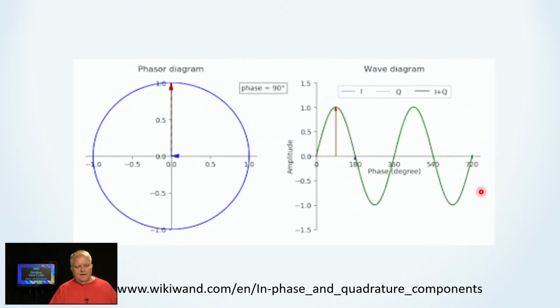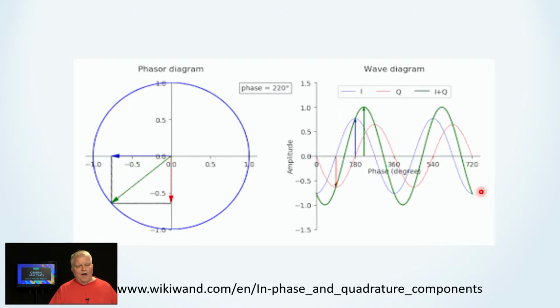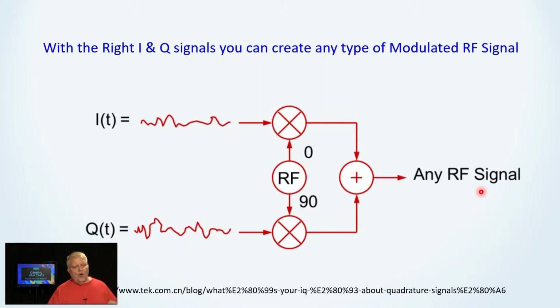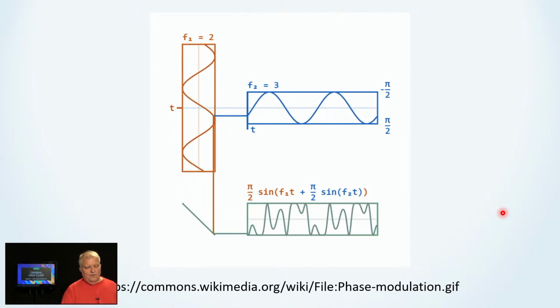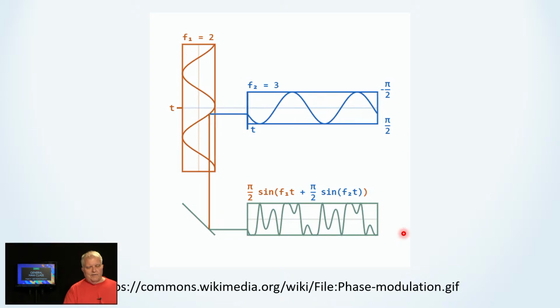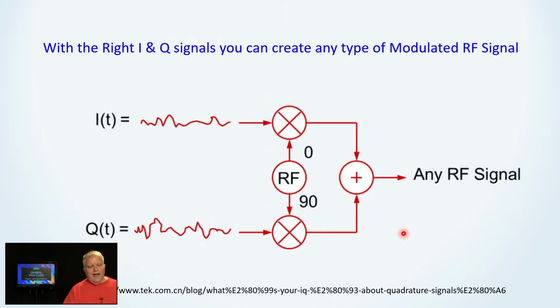Interesting things happen when you add I and Q signals together. Here's a graphic representation of it, but the point I want to make is that with the right I and Q signals, you can create any type of modulated RF signal. You can put a very complex I signal and a very complex Q signal together and add them, and you get the desired RF signal that you want. It's maybe more difficult to do in the analog domain, but in the digital domain, you've got two simple signals up here, and you get a much more complex signal down here. So again, with the right I and Q signals, you can create any type of modulated RF.